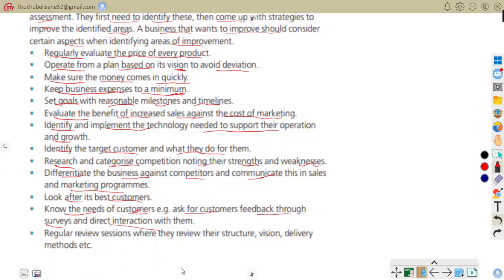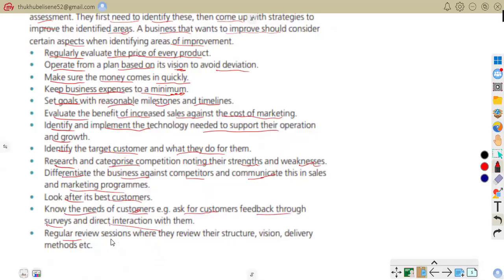So we're saying you are to know the needs of what? The needs of the customers. A business should regularly find out what customers want, their needs, as well as their expectations, and use the information to improve their products and services.